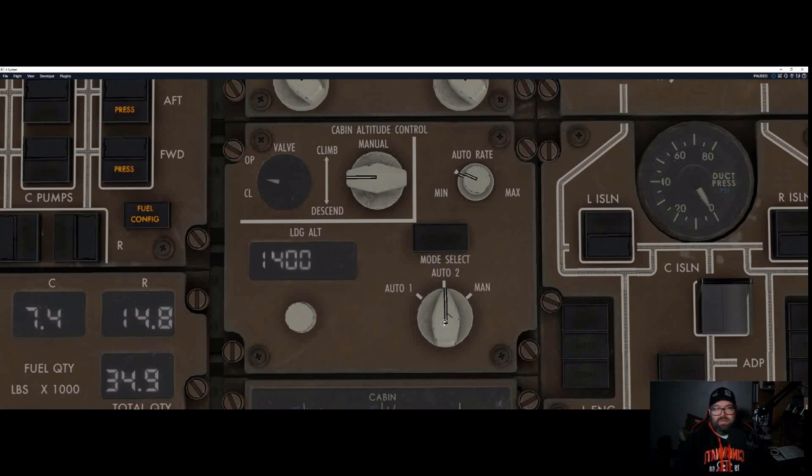and use auto 1 on every odd day of the month. I might switch it per leg. I might switch it if it's the captain's leg, it's 1. If it's the FO's leg, it's 2. It doesn't matter how you do it necessarily. Obviously, if your company has a specific way that they do it, follow that.